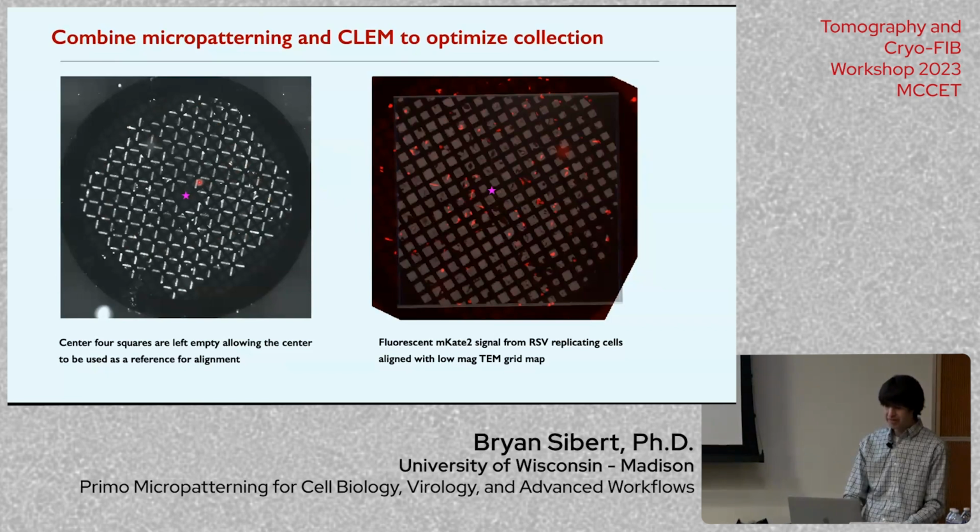One of the benefits of how we use PRIMO to our assistance here is that we left the center of the square unpatterned, because as you know, the center of the grid square has this little unique shape. By preventing cells from growing over that, we could clearly and quickly identify where the center of the grid was in both the TEM and light image, and what the orientation was in both. So this rough correlation happened very quickly.